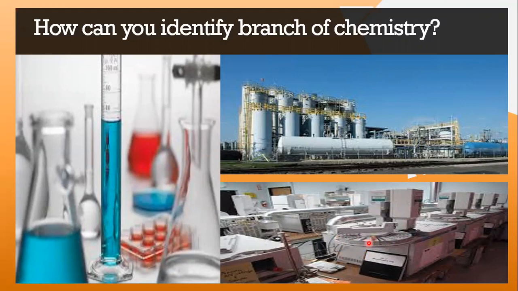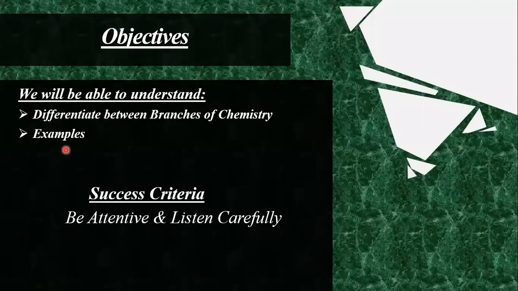Measurement is studied in analytical chemistry. And chemicals, this is organic or maybe inorganic, depending on the carbon containing compounds. Today we will be able to understand how we can differentiate between branches of chemistry, with examples. So be attentive and listen carefully.